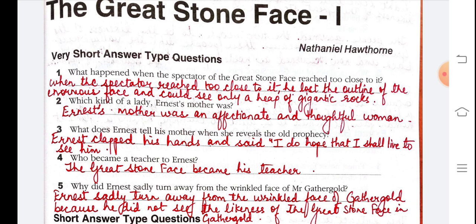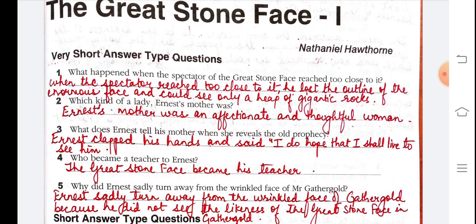Right. Moving on to question number 2. Which kind of a lady was Ernest's mother? So we all know, students, that the answer of this question is Ernest's mother was an affectionate and thoughtful woman. Now, question number 3 is asking, what does Ernest tell his mother when she reveals the old prophecy? And the answer is, Ernest was very excited, students, isn't it? So Ernest clapped his hands and said, I do hope that I shall live to see him.